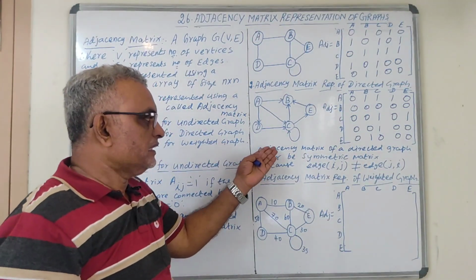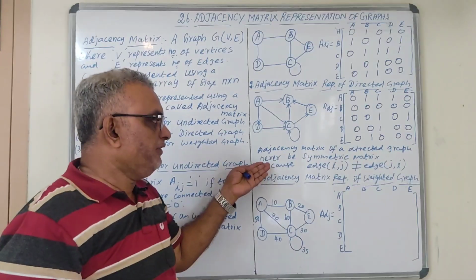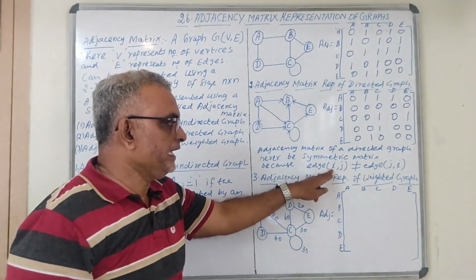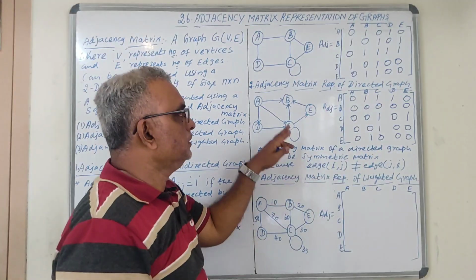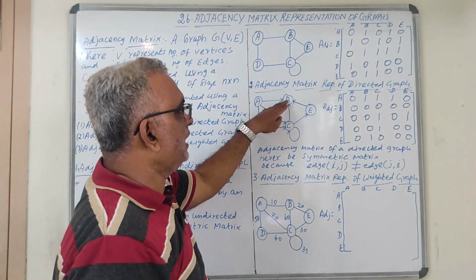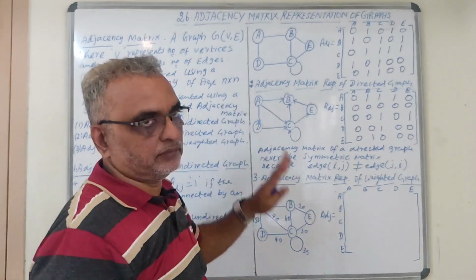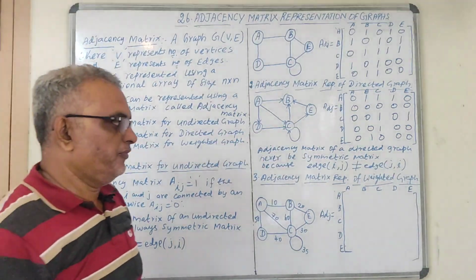The adjacency matrix of a directed graph is never a symmetric matrix, because the edge i comma j is not equal to the edge j comma i. If you take A to B, there is no connection from B to A. The third one is the adjacency matrix representation of a weighted graph.